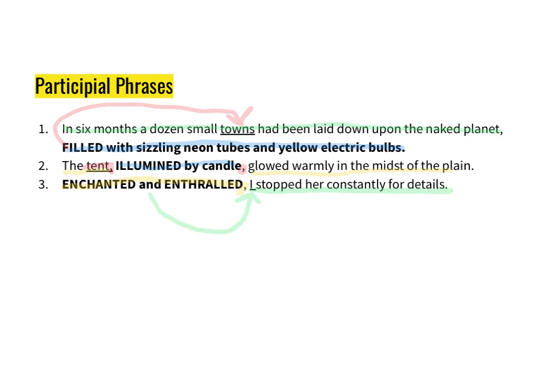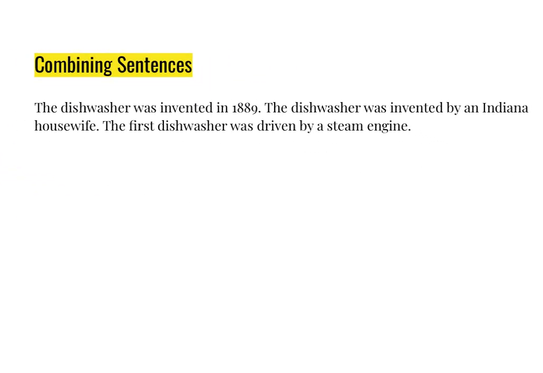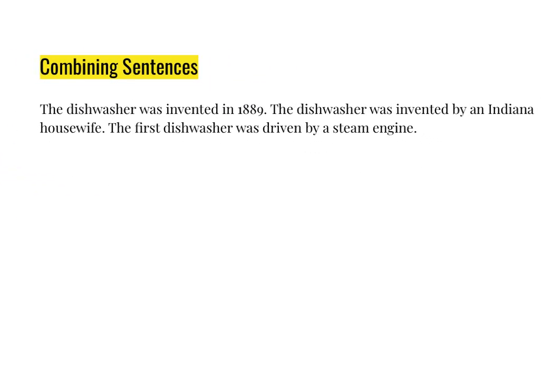So we're now going to practice combining sentences, which is what you're going to do on the mastery check. All right, so we got: The dishwasher was invented in 1889, so we know this sentence is about the dishwasher being invented. The dishwasher was invented by an Indian housewife. The first dishwasher was driven by a steam engine. So this whole thing's about the dishwasher, so that's what we're going to start with.